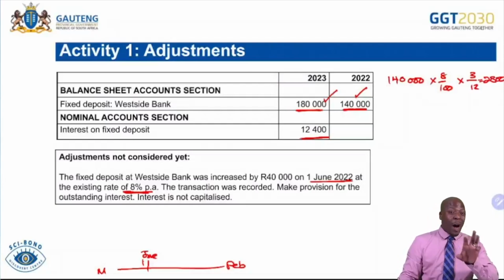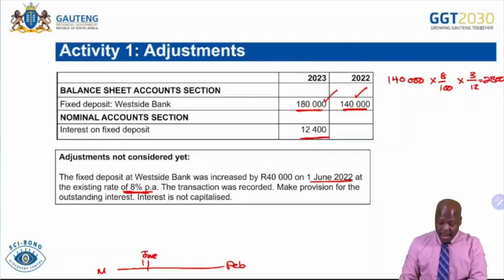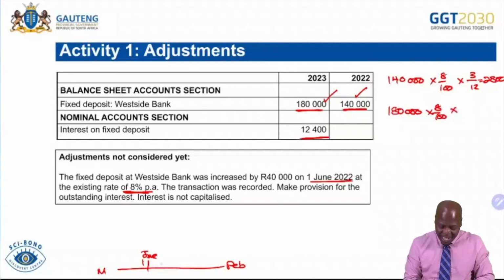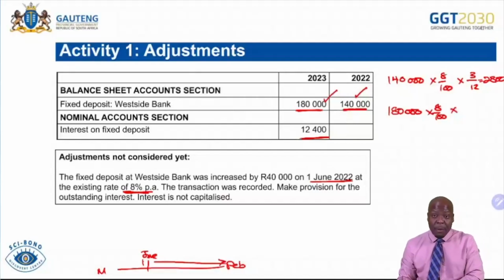So now we know we have 140, which is what we had at the beginning for the first 3 months. And then it increased to how much? To 180. All right, so I now come here and I'm going to have 180,000. Are you still following? Remember, they said the interest rate remained constant, the existing rate of 8%. So I'm going to multiply by 8 over 100, times how many months now? Times 9. Remember, it has to be over 12. So the 9 is from the 1st of June until the 28th of February. So it's going to be times 9 over 12.